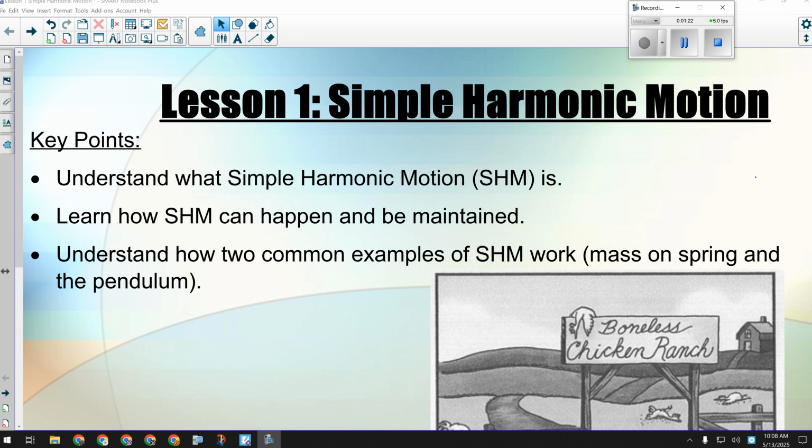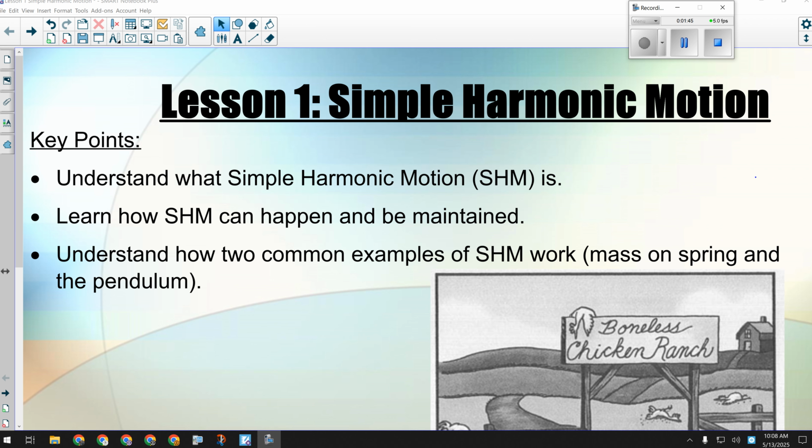So what we're going to go over today is what is simple harmonic motion. What's necessary for it to occur? What is some of the new terminology that we're going to go over? All of that kind of stuff. And we're going to look at 2 examples of simple harmonic oscillators. That will be the extent of today's lesson.